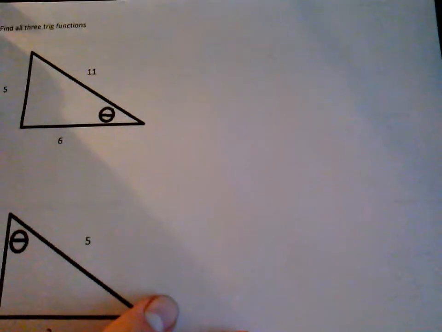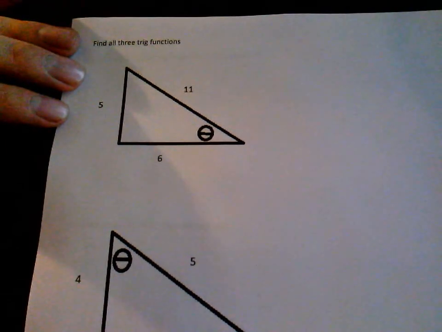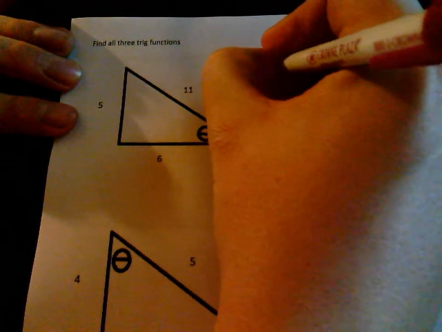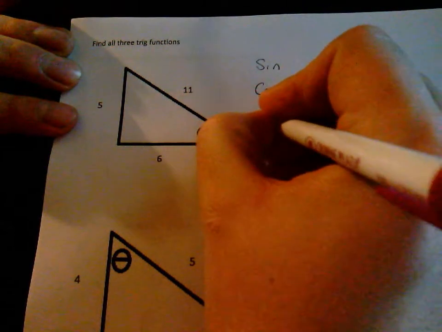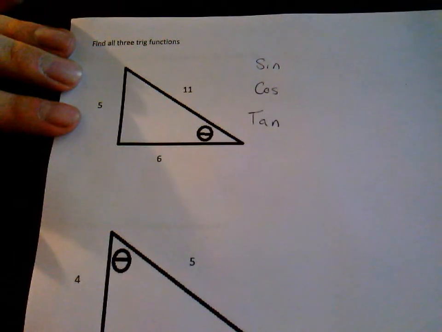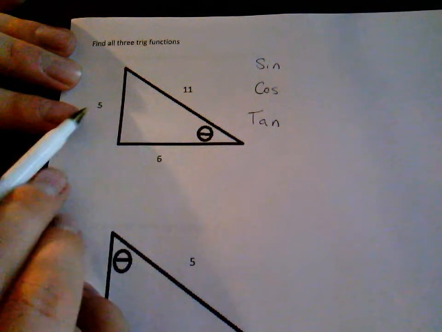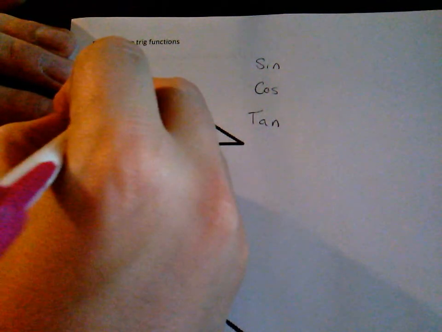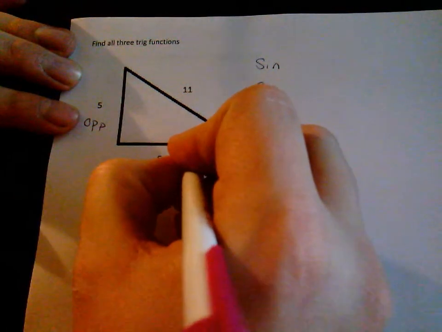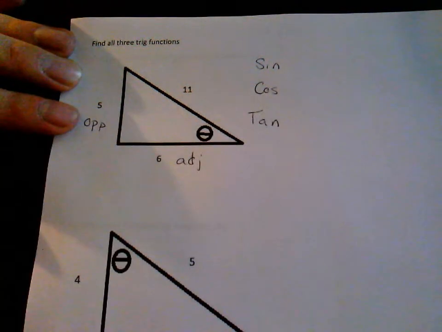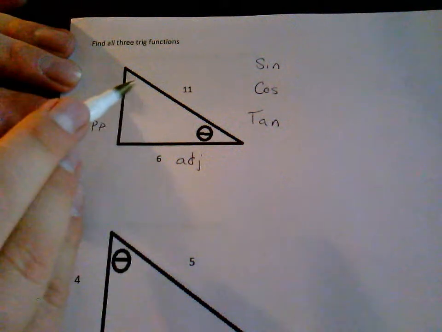So, when I ask you to find the three trig functions, you're always going to look for sine, cosine, and tangent. Okay? So here's the theta. The opposite side would be this one. The adjacent side would be this one. And finally, the hypotenuse, the longest side, or the 11, would be this one.